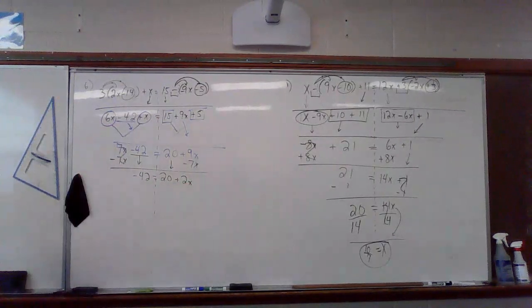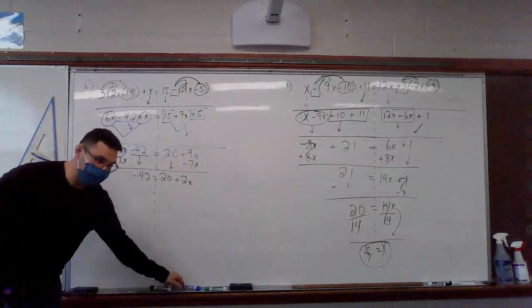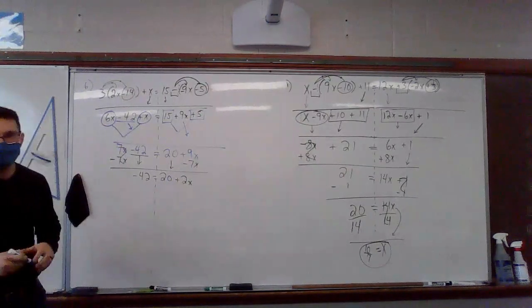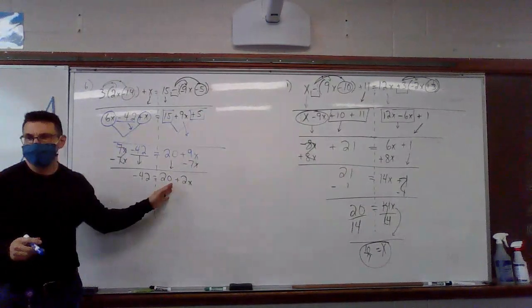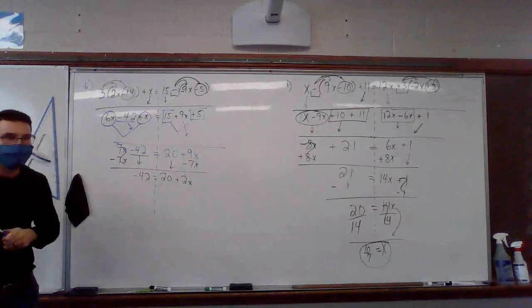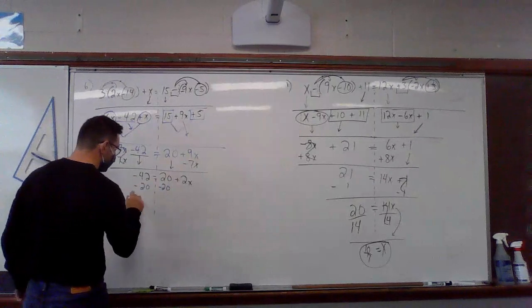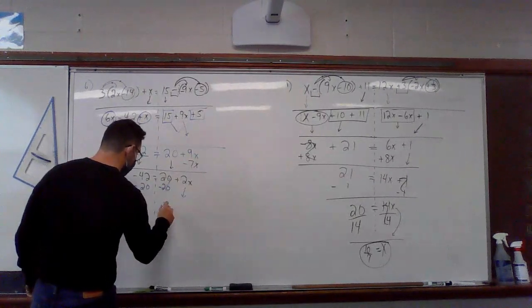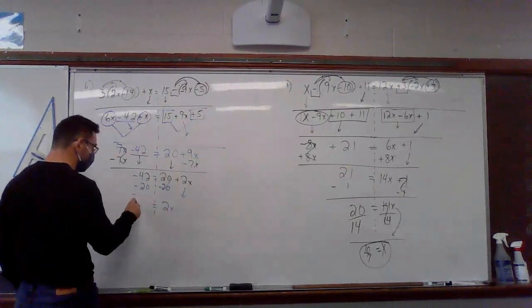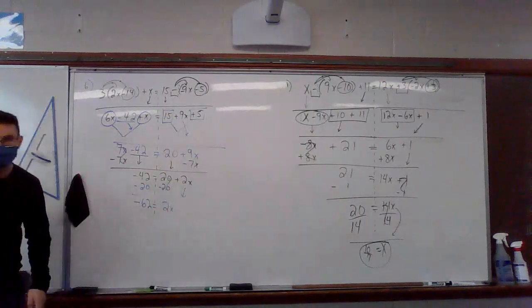Still with me? Step 5, combine constants on opposite sides. Negative 42 and a positive 20. I don't want to bring a negative 42 towards the x. We want things away from the x. So I subtract 20 from both sides. That leaves me with 2x equals negative 62.